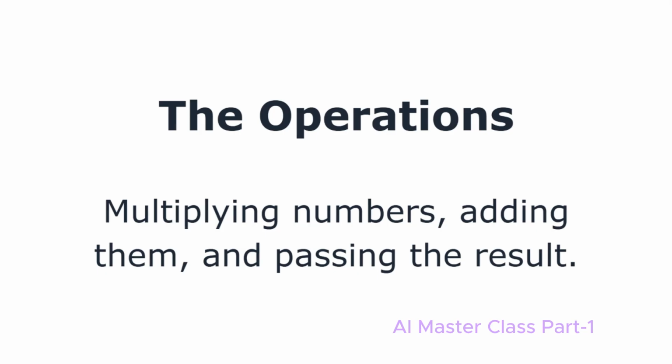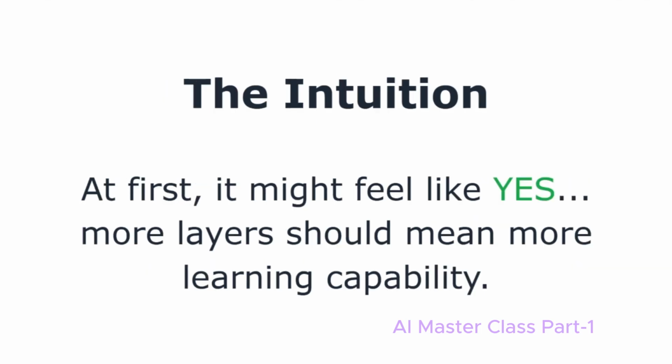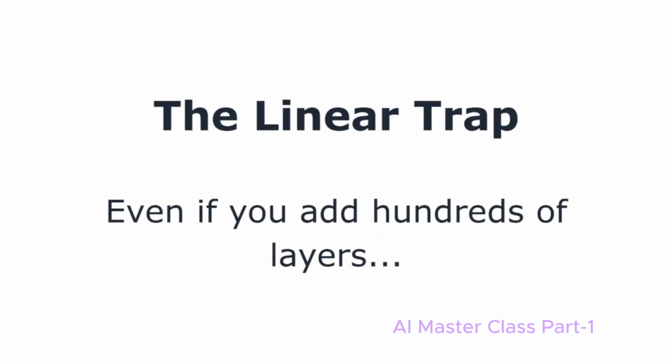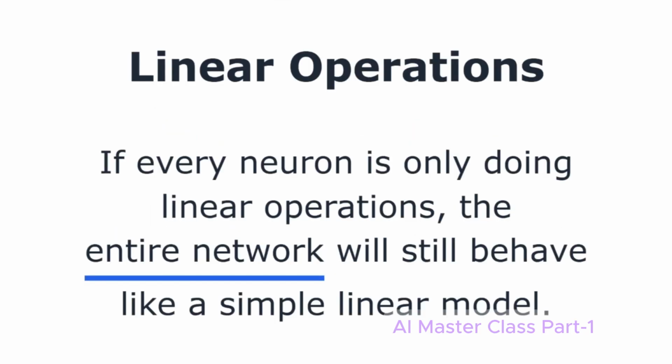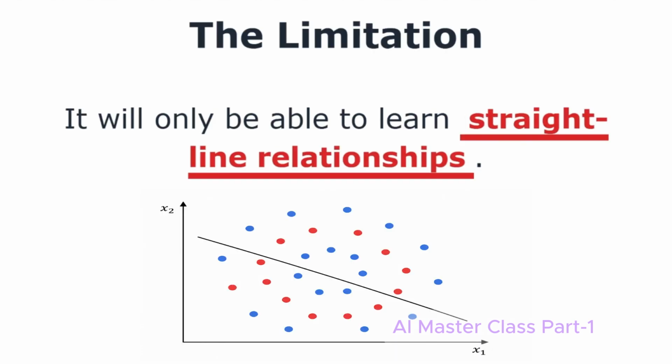So if we keep adding more neurons and more layers, will the network automatically become powerful? At first, it might feel like yes, more layers should mean more learning capability. But the reality is a little different. Even if you add hundreds of layers, if every neuron is only doing linear operations, the entire network will still behave like a simple linear model. And that means it will not be able to learn complex patterns. It will only be able to learn straight-line relationships.